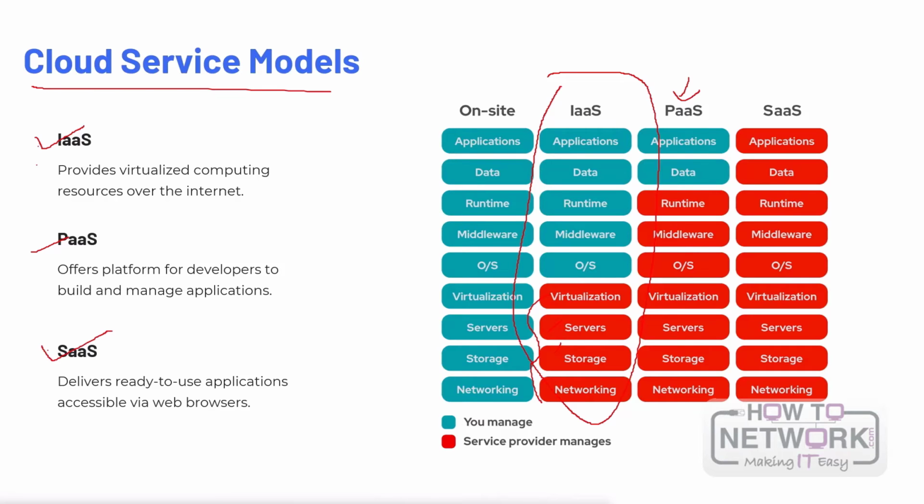The third model is SaaS, or Software as a Service. SaaS provides ready-to-use applications accessible over the internet. It represents the highest level of abstraction, offering a fully managed solution with minimal configuration and management overhead. SaaS applications are delivered via a subscription-based model, allowing organizations to access and utilize software without the need to install or maintain it on their own infrastructure. SaaS is ideal for organizations seeking ease of use, rapid deployment, and cost-effective access to software applications.